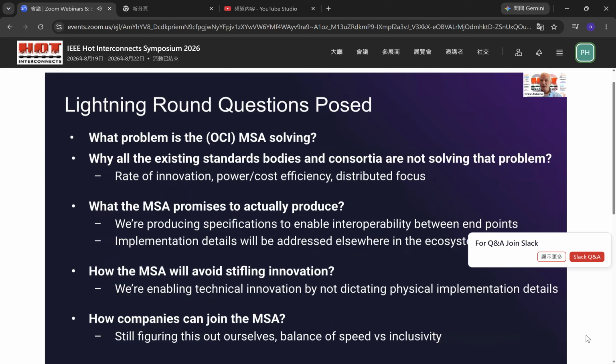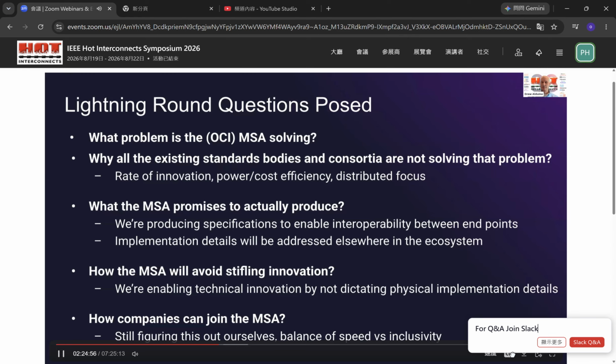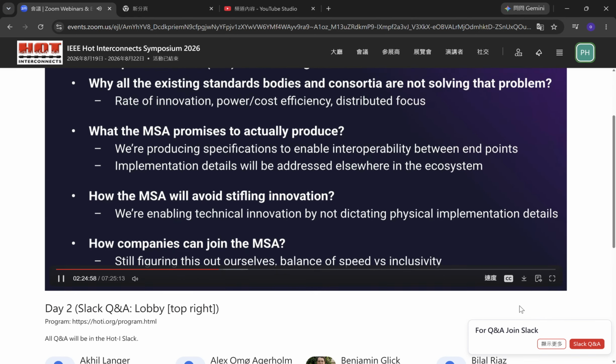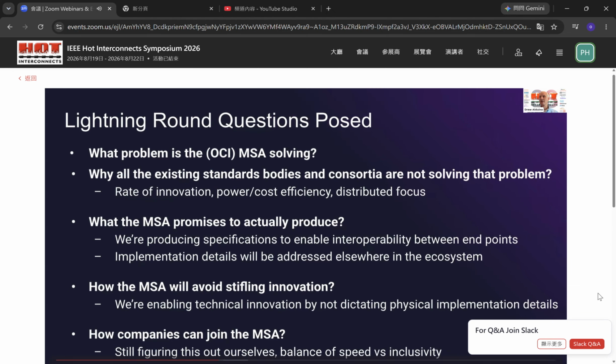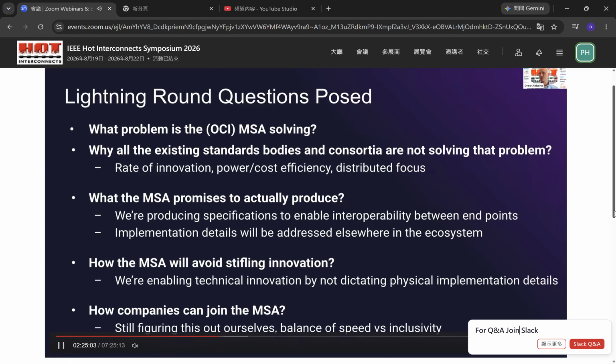So okay, I don't know how close I am on time. Maybe I talk too fast, but what are the answers to the other questions that Dan and the moderators proposed? Why are the existing standard bodies and consortia not solving that problem?